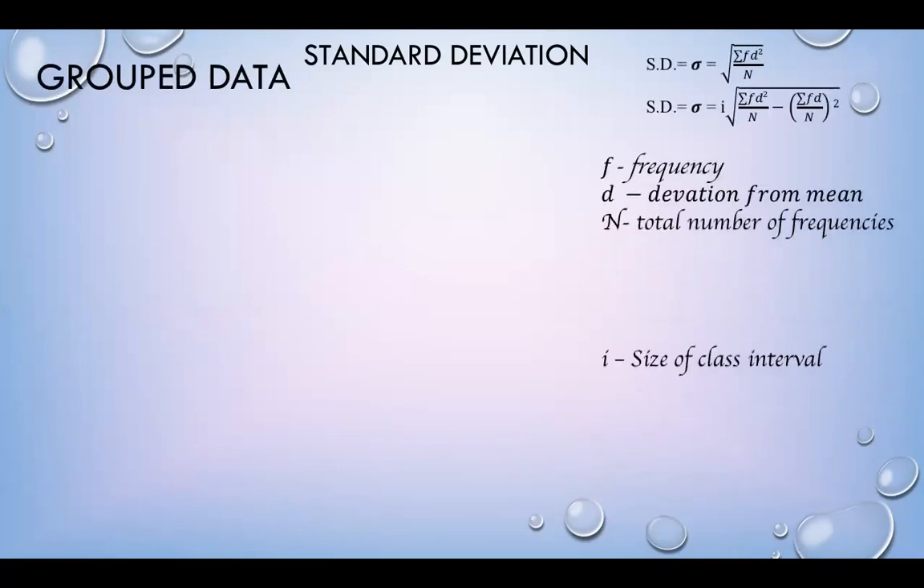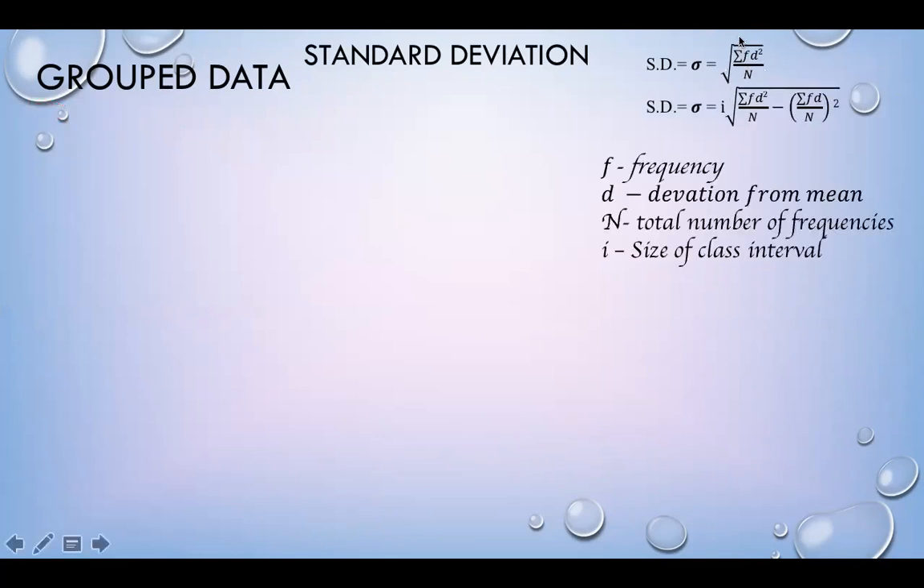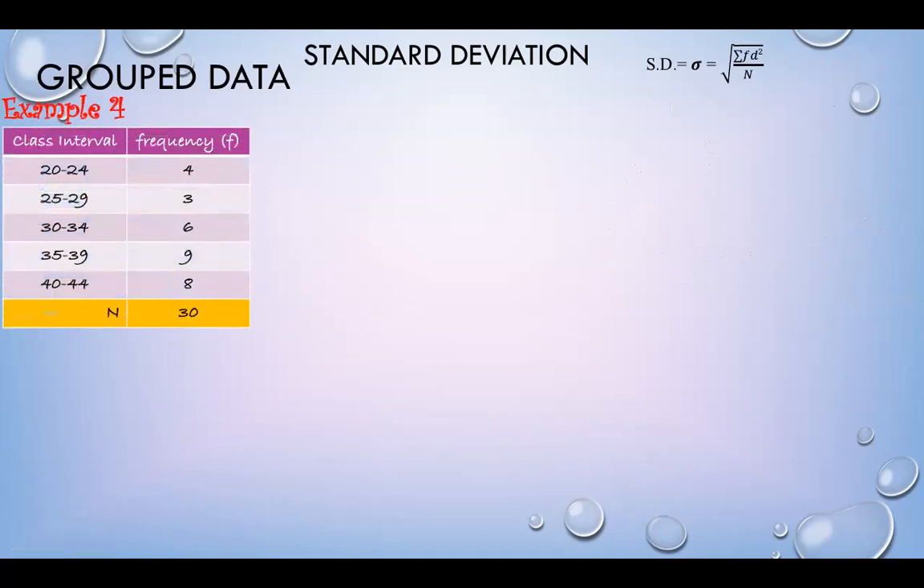Then standard deviation in the grouped data. There are two formulas to calculate the standard deviation in the grouped data. One is sigma is equal to the square root of summation of f into d square divided by n, and another is sigma is equal to i times the square root of summation of f into d square divided by n minus the square of summation of fd divided by n. Here f is frequency, d is deviation from mean, n is total number of frequencies, and i is the size of the class interval. Let us take an example and solve it with the first formula.